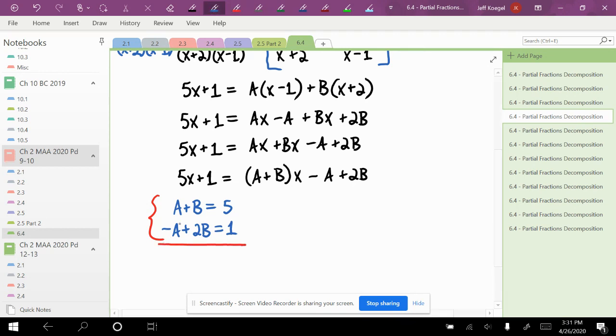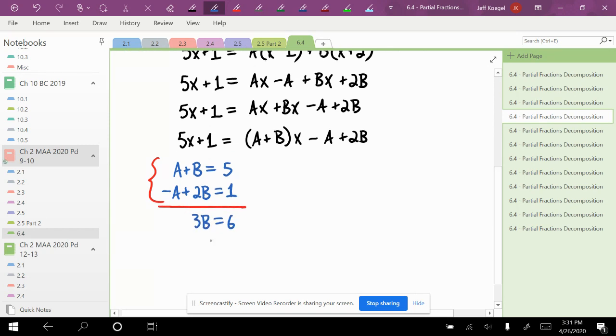So adding the two equations, the first column adds to 0, we get 3B equals 6, which means B equals 2. And then we'll take that 2 and substitute into the first equation. It's a little bit easier to deal with. That tells us that A is equal to 3.